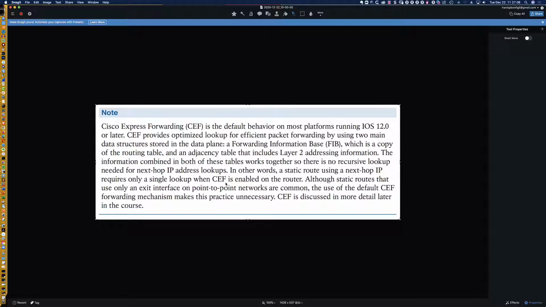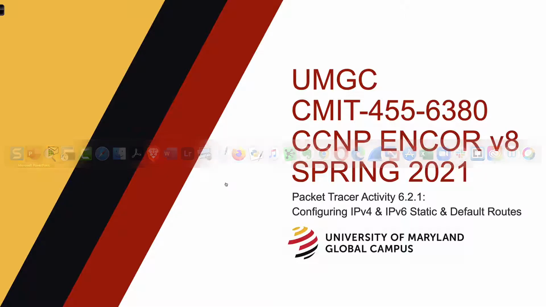Whether that recursive lookup takes place or not all depends on whether CEF is enabled, and it's on by default. And like I said, I'm hard pressed to give you a corner case where you would want to say in an enterprise network, hey, let's turn CEF off. Because that is what CEF is there for. It's there to optimize the forwarding of your traffic in the data plane, which is also referred to as the forwarding plane.